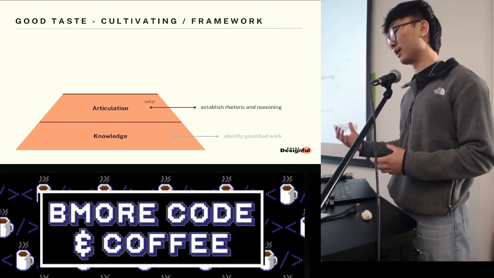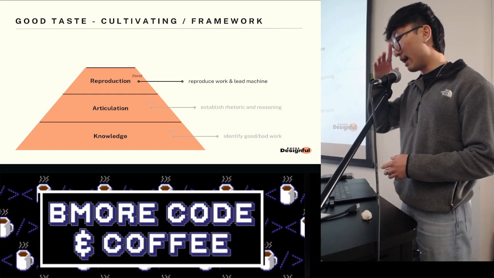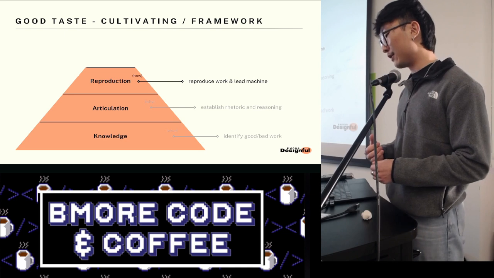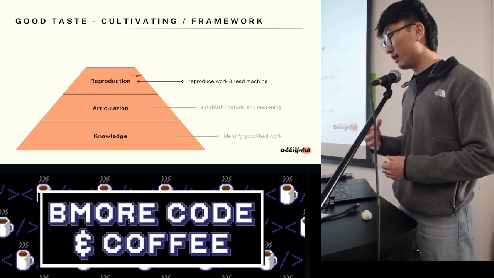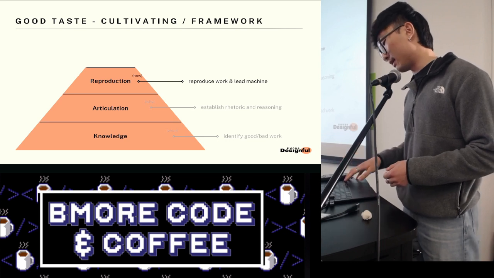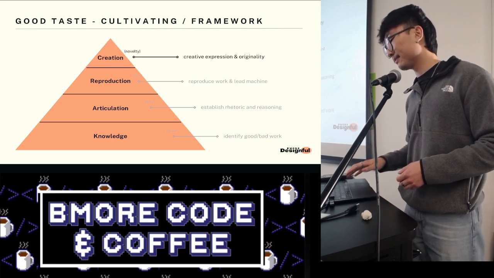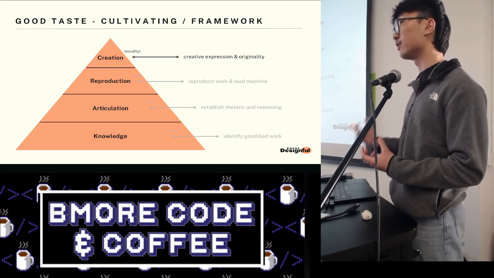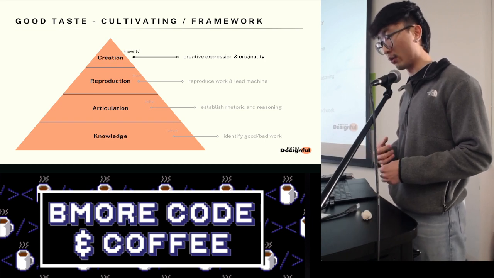So you have the language to describe why something is good work, why something might be aesthetic, and you have reasonings to back it up. And then the next level is reproduction. You know how to reproduce this good work, and then you're able to lead some AI machine, to probably prompt engineer it with good rhetoric. And if you don't have that, then the machine ends up leading the artist instead of vice versa. And at the top of this pyramid for good taste, you have novelty and creation. So you're able to have that creative expression and originality in your work.